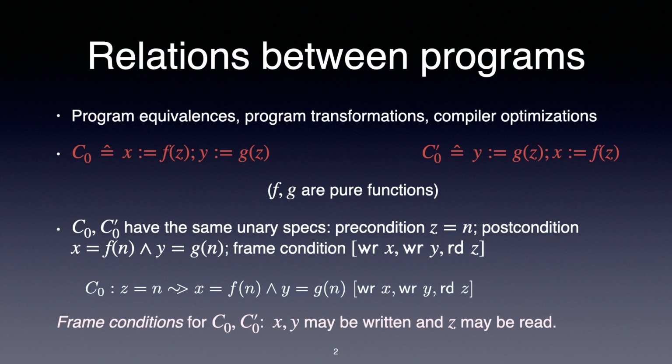Now one can construct a unary specification for C0, and that is given in this format here with the squiggly arrow. To the left of the squiggly arrow is the precondition that says z equals n. And the postcondition says x equals f of n and y equals g of n. And then there's a frame condition that says that x and y may be written and z may be read. Both C0 and C0 dash have the same specification, and so they can be considered to be equivalent.